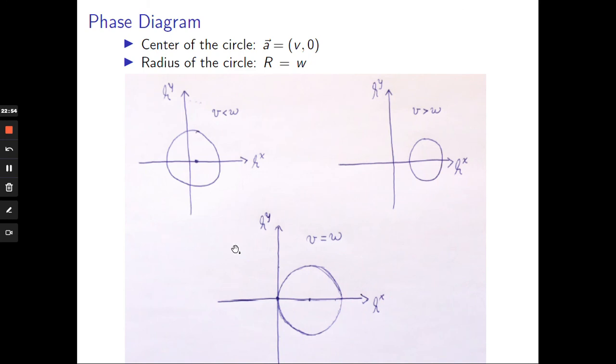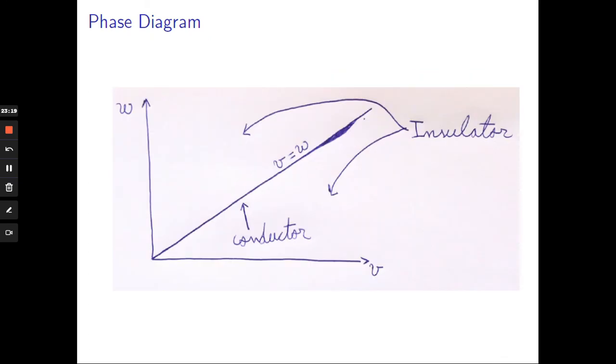So this one is topologically inequivalent to this one, because we cannot deform this into this by changing the values of V and W continuously without ever crossing the origin, and so without ever having a conducting state, or a gapless state as we call it.